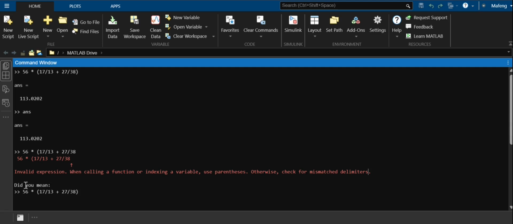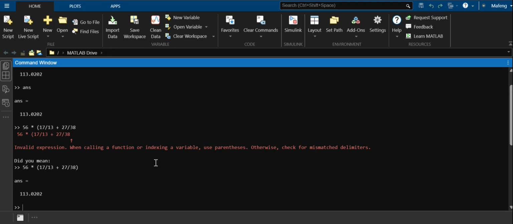So it gives you a suggestion for a correction of the code you just ran. So it says, did you mean this? So this is actually what we meant, and if you run this, you get the same answer. Alright, so let's try the second one.